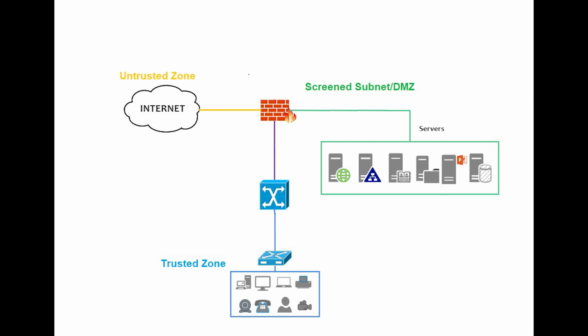We talked about screened subnet, which is a subnet created by using one or two firewalls, and is a subnet created between forward-facing servers and the internal network. Simply put, a screened subnet is a region between the trusted internal network and the untrusted network, which is the internet.